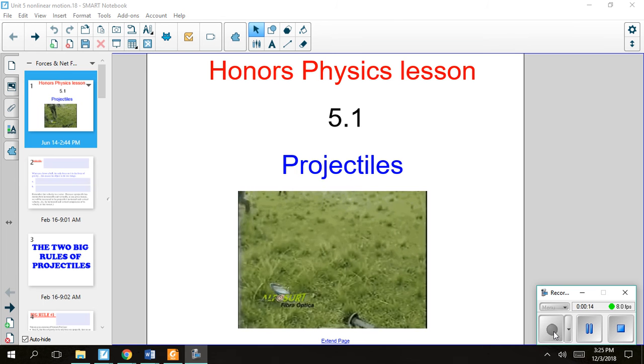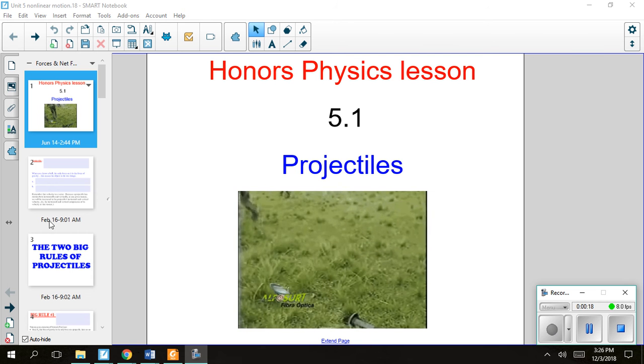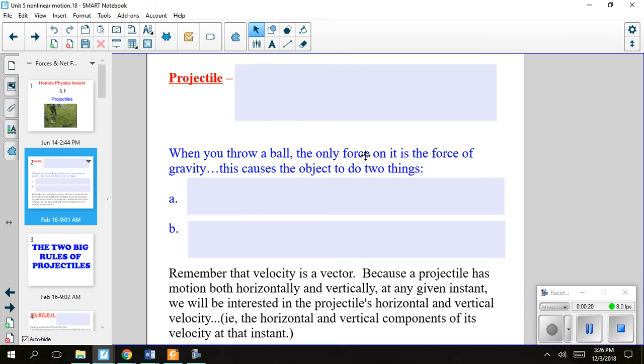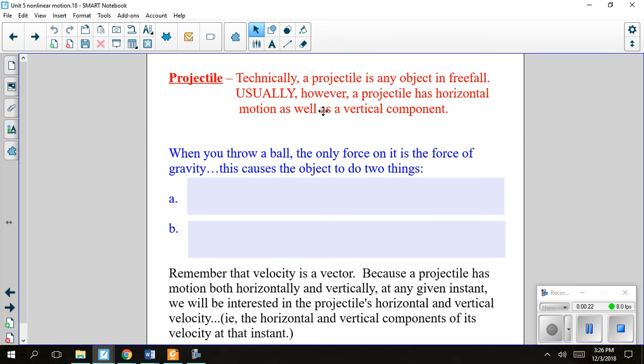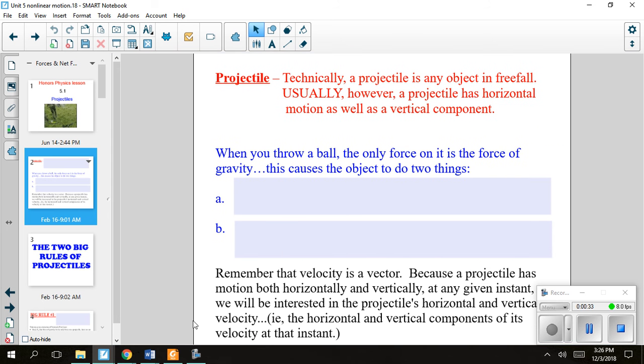Welcome to Honors Physics Lesson 5.1, Projectiles. All right, so here is what we got. A projectile is anything that is in free fall. We've already kind of done free fall, but now what we're dealing with is something in free fall that also has this weird horizontal component. It's moving over as well as up and down.